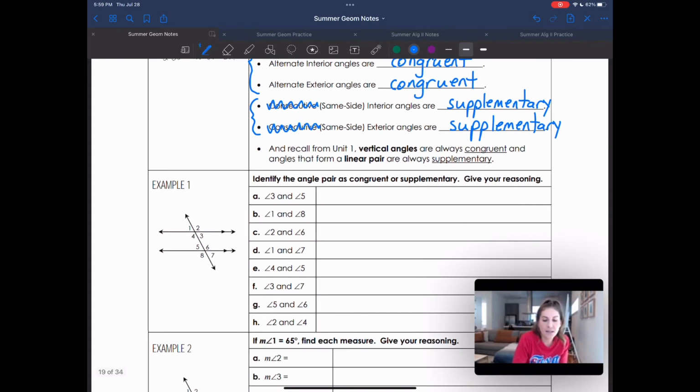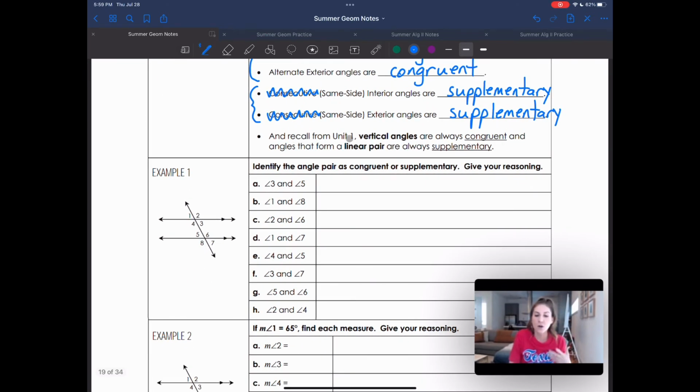Okay, and then it does have a bonus little thing here saying, recall from unit 1 or our last unit that vertical angles are always congruent and angles that form a linear pair are always supplementary. That will be helpful on a couple of these. I'm anticipating this one and this one to be ones that involve these words right here, okay? Those ones are going to be a little bit weird, so if you aren't familiar with those words, definitely look at the last lesson and then come back to this.